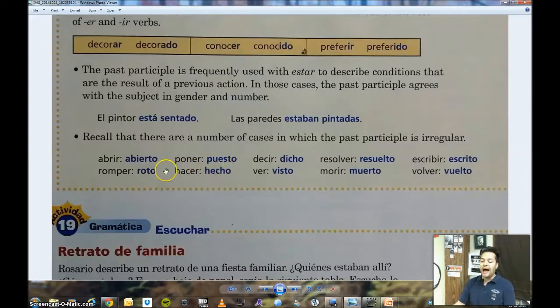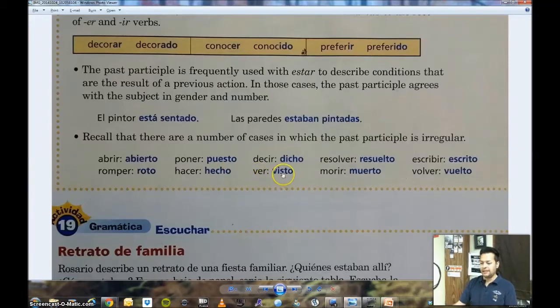All right? Hacer. Again, it's an ER ending verb. Your first instinct is to say hacido. Nope. That's not it. Hecho. Hecho. Decir. Decido? Nope. Dicho. Dicho. Okay.